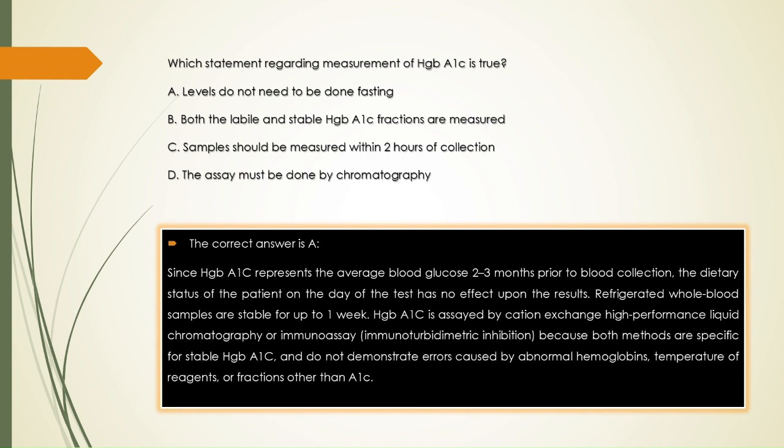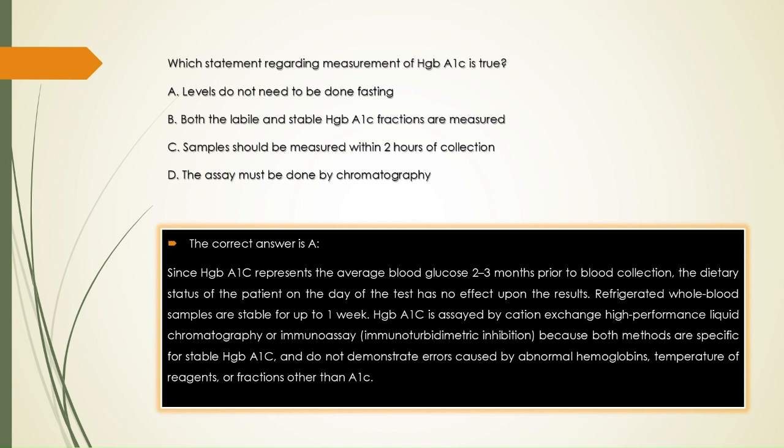The correct answer is A. Since hemoglobin A1C represents the average blood glucose 2 to 3 months prior to blood collection, the dietary status of the patient on the day of the test has no effect upon the results. Refrigerated whole blood samples are stable for up to 1 week.